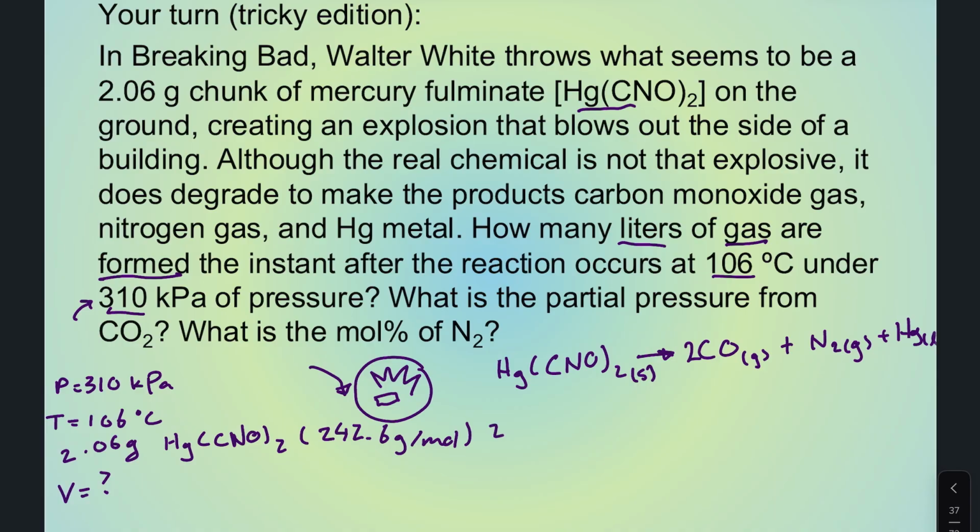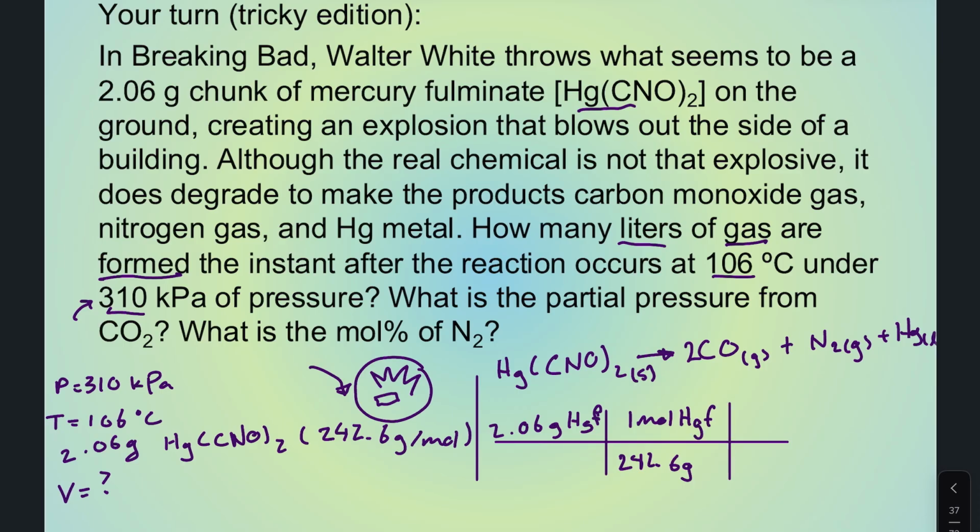So we'll start with 2.06 grams of Hg. Put something right here so we can tell that that's different. 2.06 grams of Hg. Now, we will say that we have the molar mass to get to moles, so that's going to be 242.6 grams for every 1 mole of the Hg. I'm going to say F for Hg fulminate. HgF for the mercury fulminate.